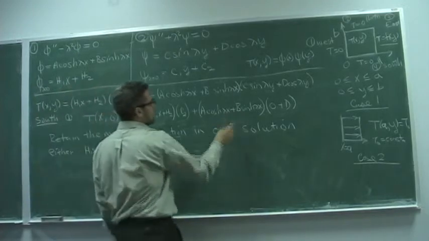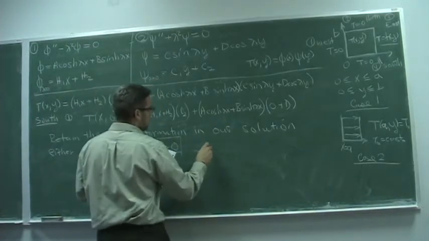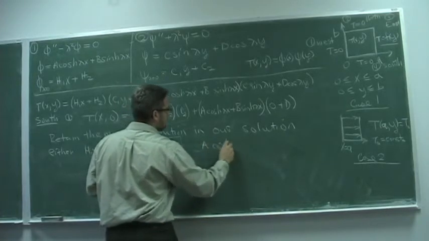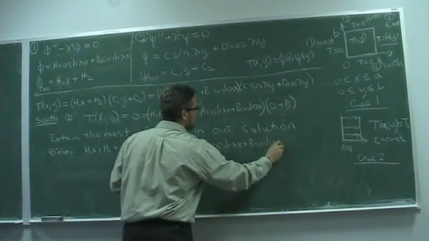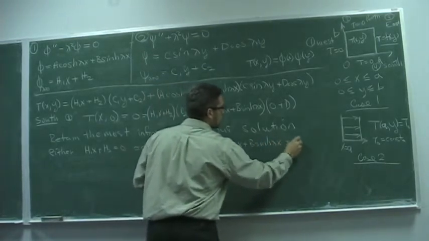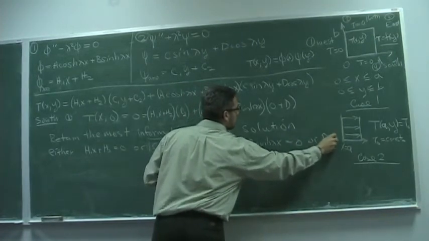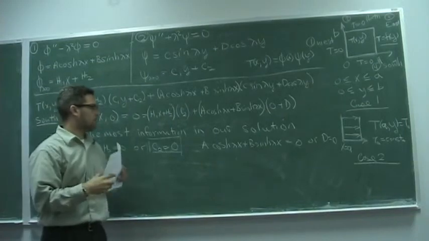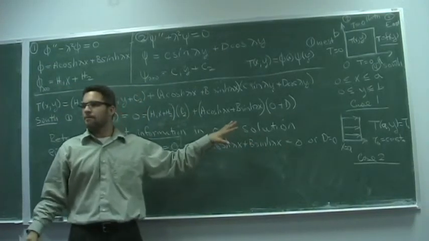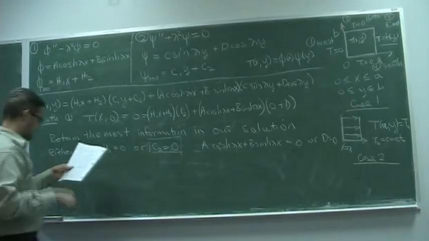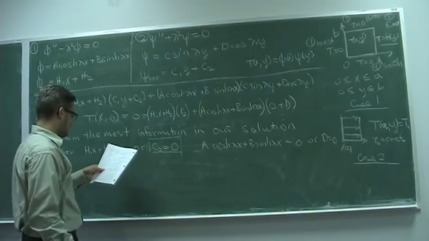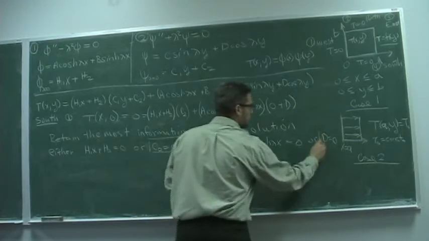How about this term over here? We have a choice. We can either let a cosh(lambda x) plus b sinh(lambda x) equal 0, or d equals 0, for all time. If I make this 0 for all time, that really gets rid of quite a bit of information. So we're going to allow d to be 0. So we've got c2 equals 0 and d equals 0.